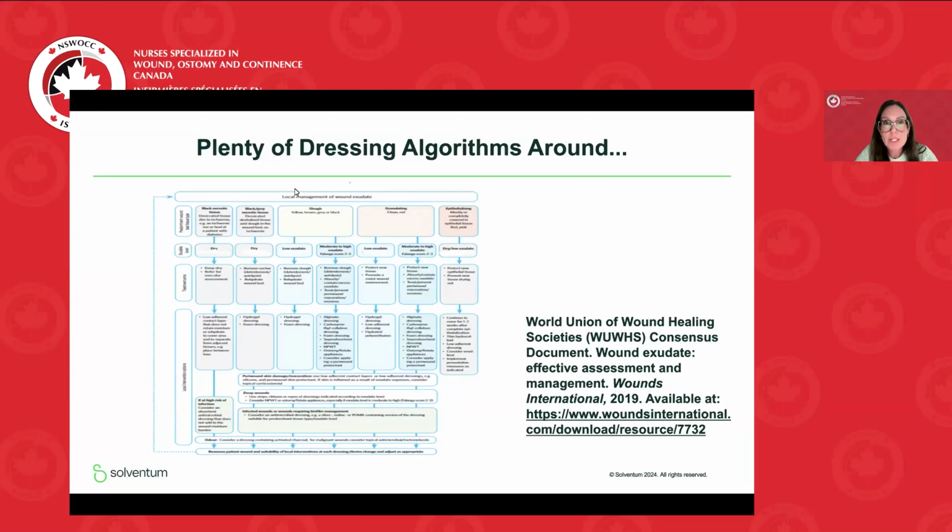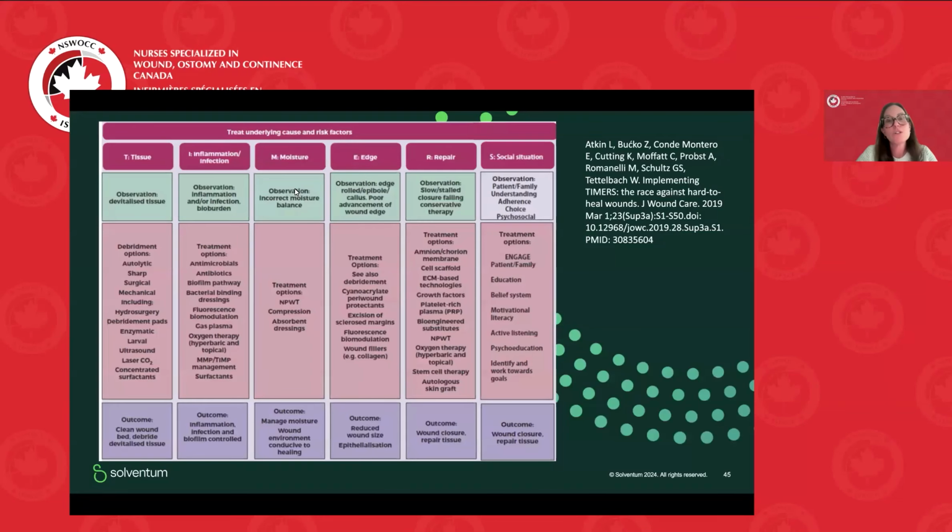If you don't use something like this, I recommend you look at it. Most of us have seen these, right? If a wound is dry, unless it's an ischemic wound, we want to get it moist. If it's wet, we want to dry it out a little bit. We want to be looking at pH. We want to be looking at the local wound factors, using the acronym TIMERS. So TIMER is a consistent one.